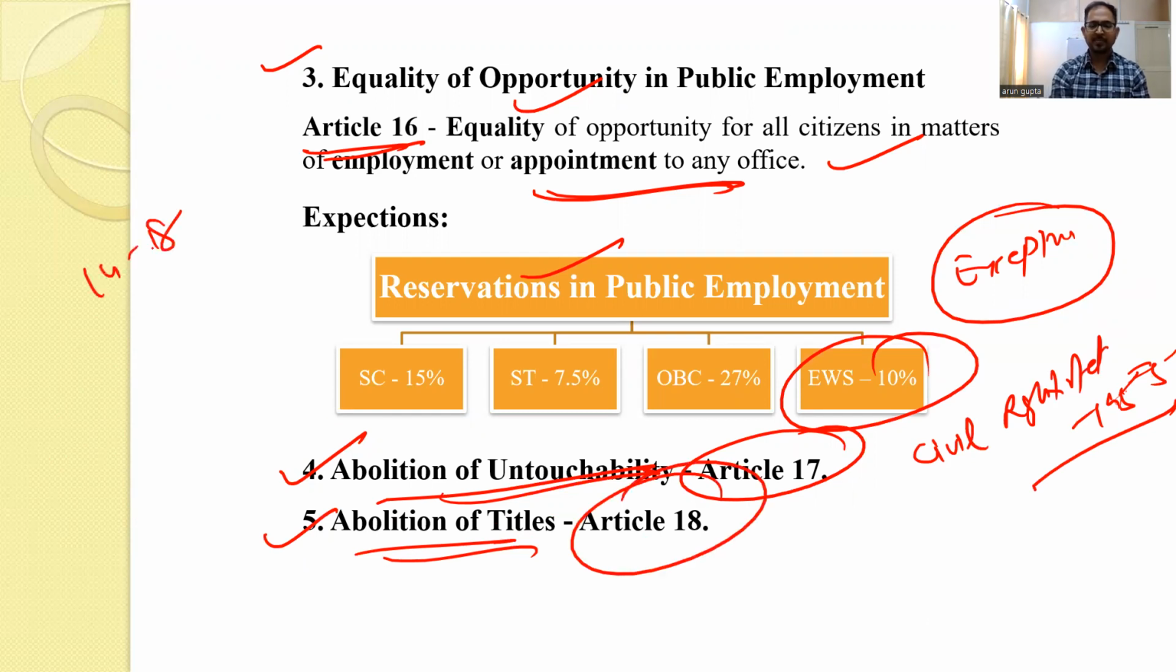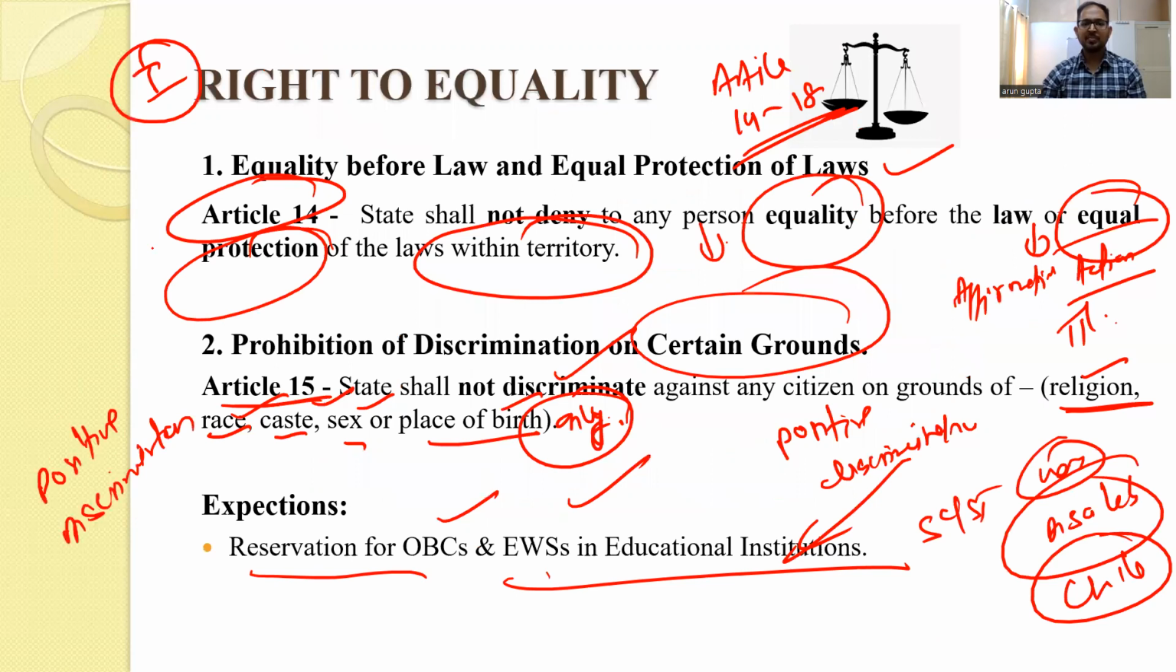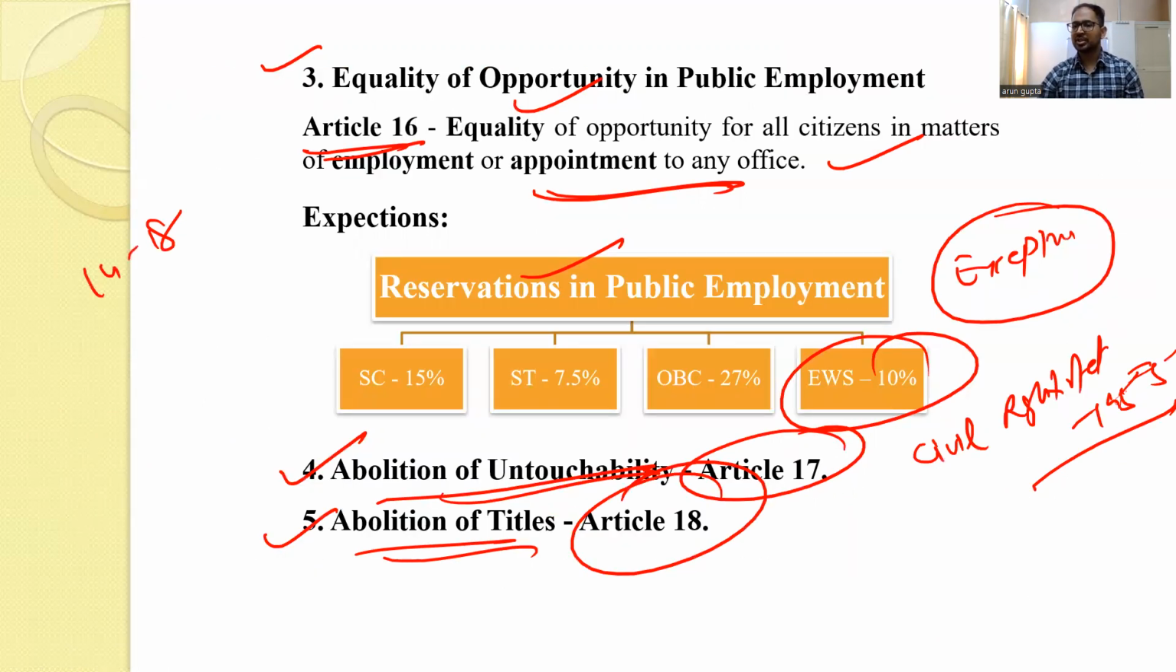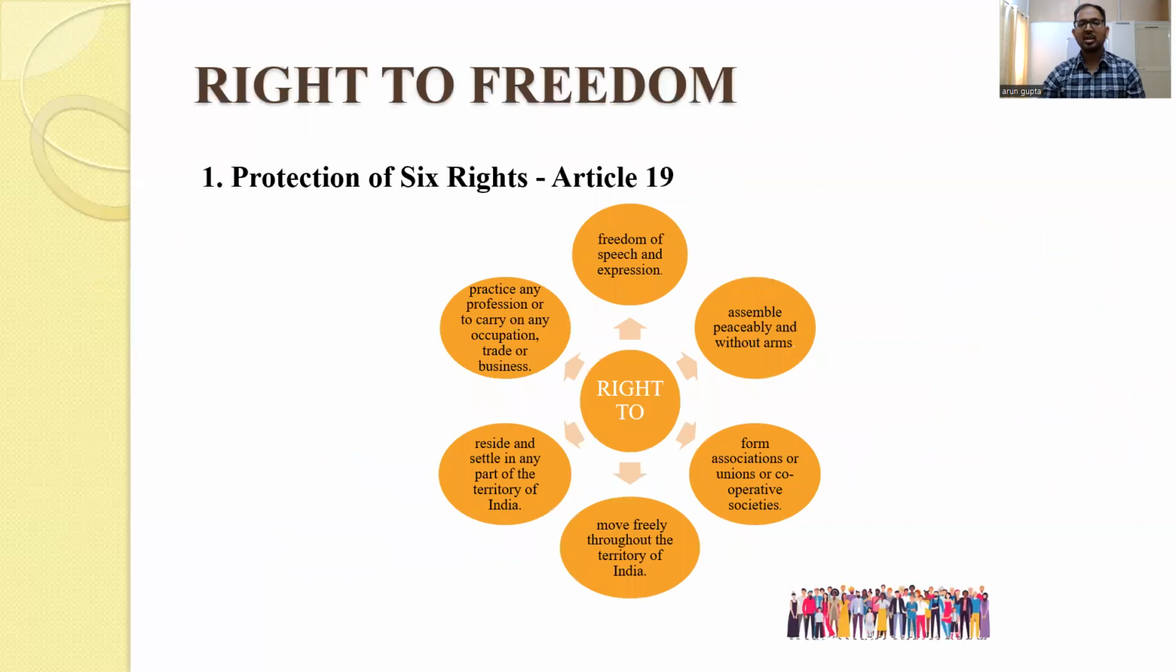So we can repeat Articles 14 to 18 once. 14 is right to equality, equality before law and equal protection of law. 15 is prohibition of discrimination on certain grounds. 16 is equality of opportunity in public employment. 17 is abolition of untouchability, and 18 is abolition of titles.